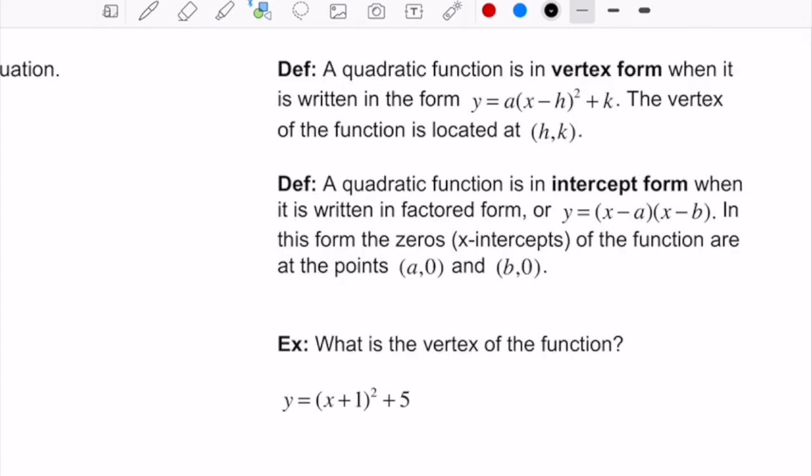All right, the next set of examples has definitions of vertex form and intercept form. In vertex form, you can pick out the vertex. It's at the point (h, k), so it's the opposite of the number that's on the inside and then the same as the number that's on the outside.